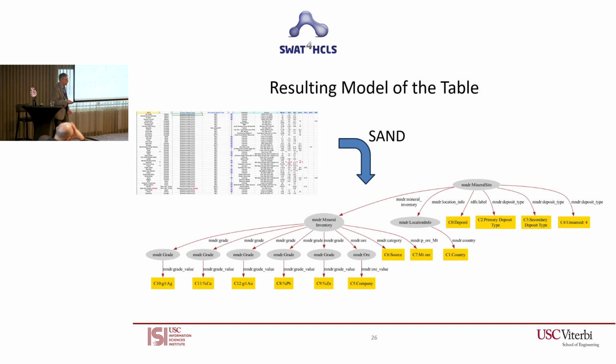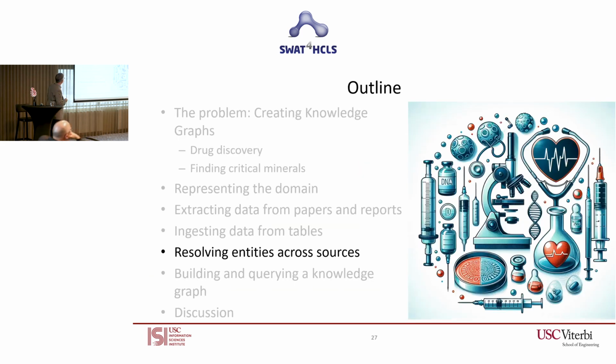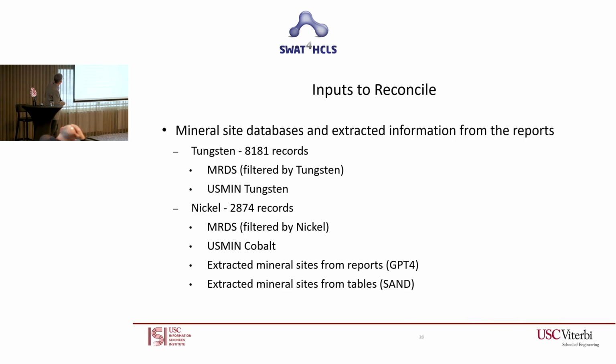Okay, so now let me talk about how we actually resolve entities across sources. Because one of the problems now is that we've brought information from a variety of places. I mentioned that we have these databases. I haven't talked much about the databases yet, but we've been studying a couple of different commodities. One is tungsten, where across these different databases, there's about 8,000 records. So you can see that there's a lot of potential mines for these commodities. And for nickel, there's almost 3,000 records.